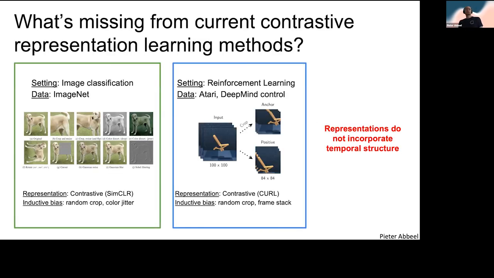So, what's still missing in terms of possible future work? If we look at the ImageNet results, SimCLR and MoCo, they look at static images. When you look at our results, RAD and CURL, they look at a stack of frames, which effectively allows it to capture velocity, which is part of the state, of course, in robotics. But what it doesn't capture yet is behavior patterns.